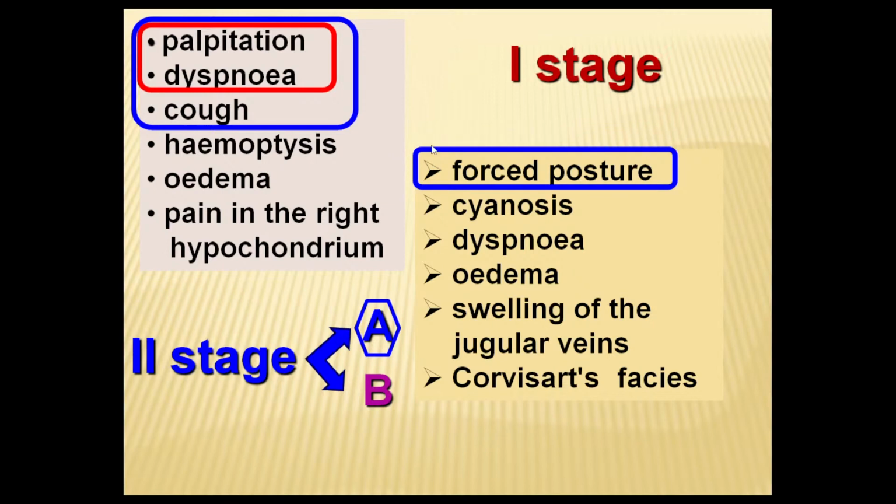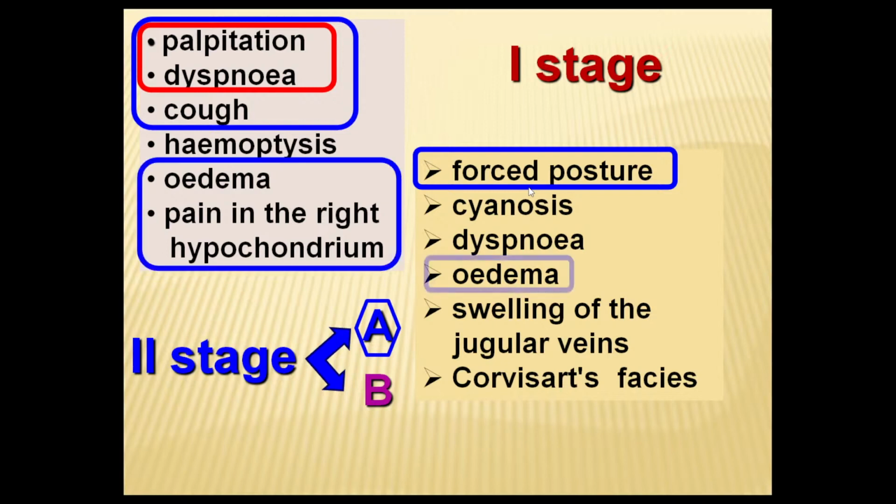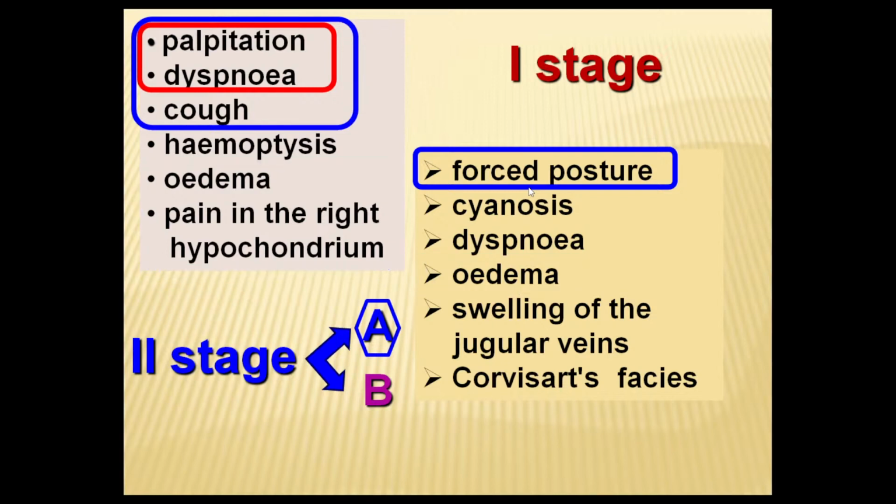On inspection, we can see forced posture. The patient sleeps comfortably on two pillows or one big pillow. Stage 2A: due to congestion of lesser circulation because of left ventricular failure, or congestion in greater circulation.